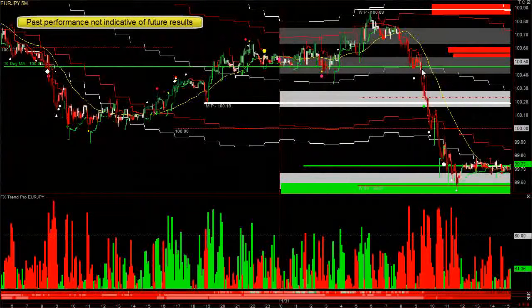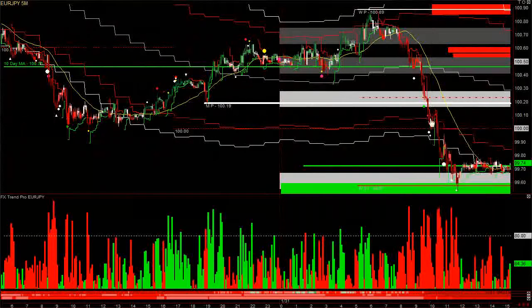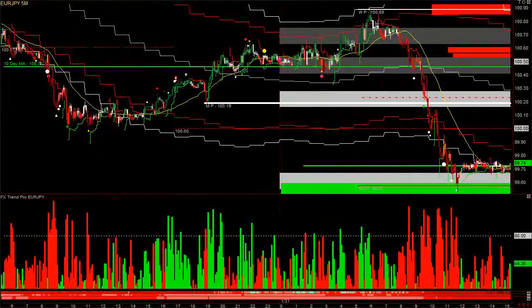If you're short here at 44, you can see our trailing stop got you out of here at 08 for over a 30 pip win.